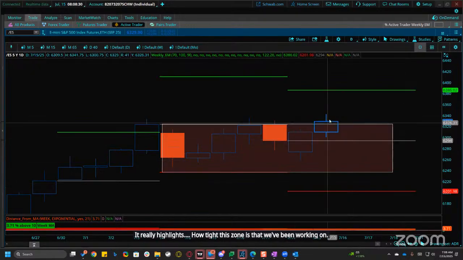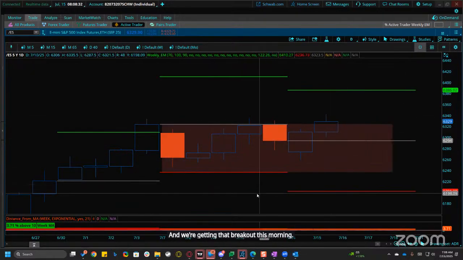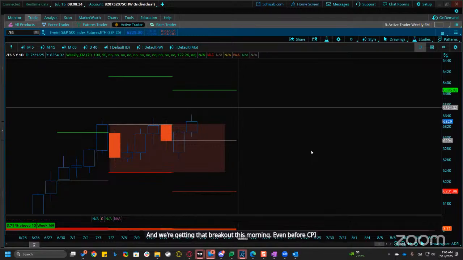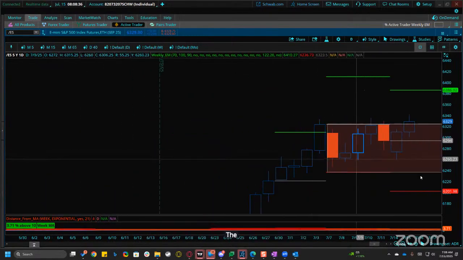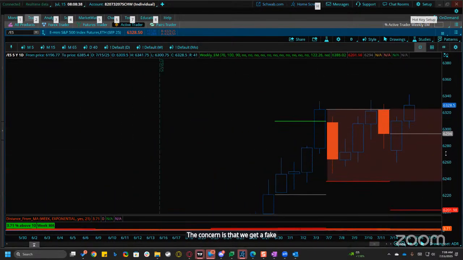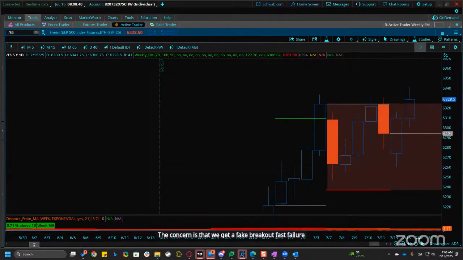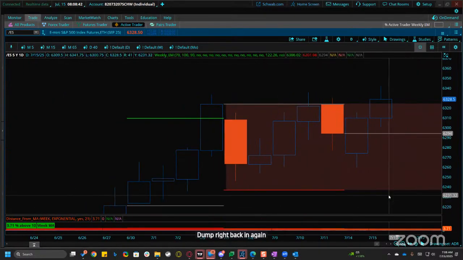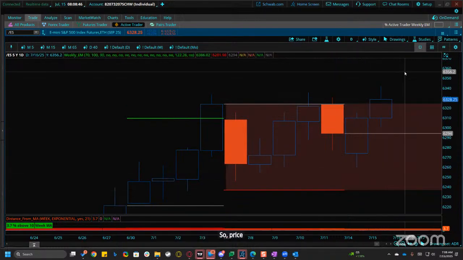And we're getting that breakout this morning. Even before CPI, we started the breakout. The concern is that we get a fake breakout, fast failure, and we just dump right back in again, like a rug pull, right? So price, when it does this off the highs, we have different terms for it. So this would be like a blow off top sort of play or a rug pull.